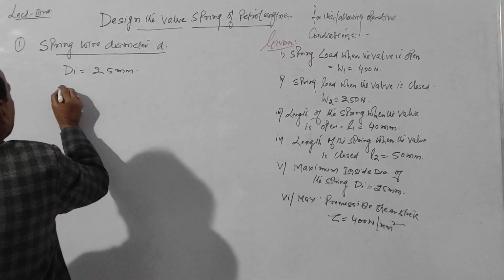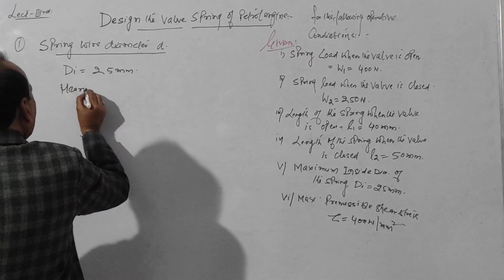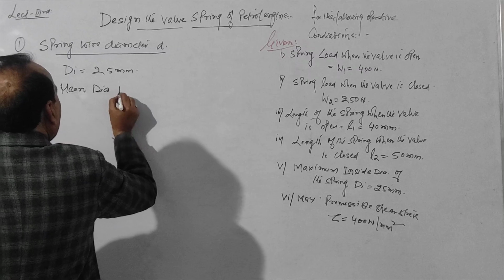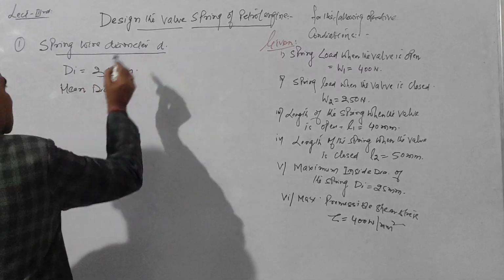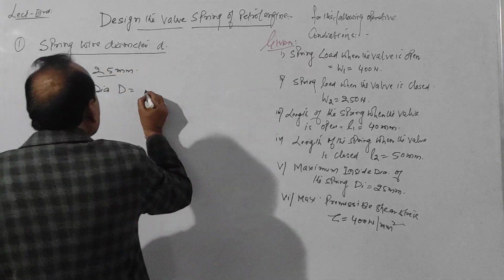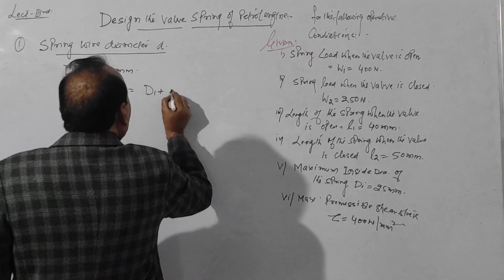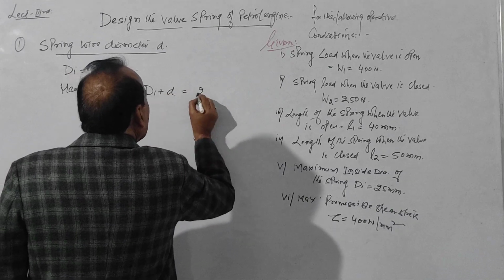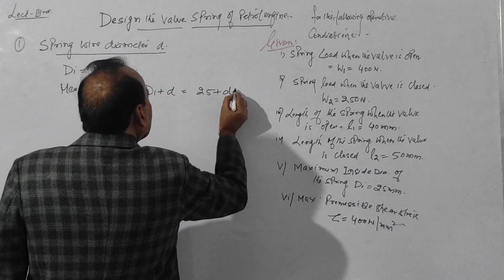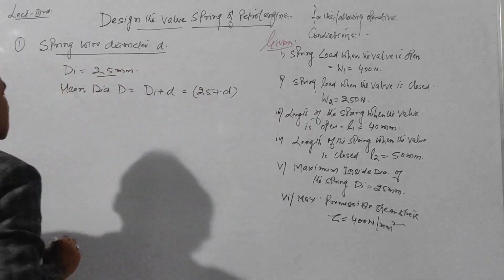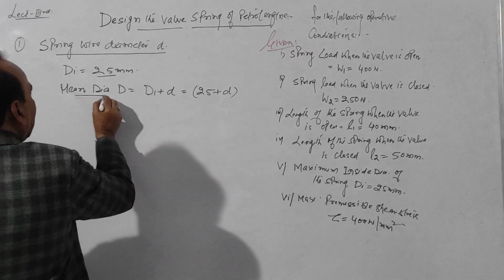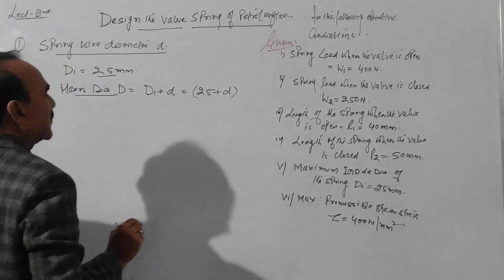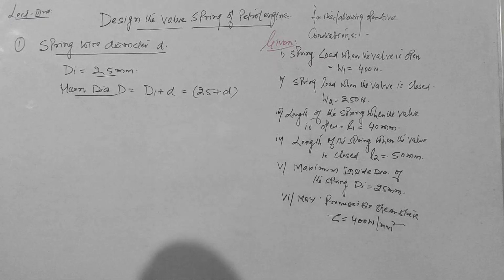So mean diameter kya hoga? Mean diameter D kya hoga? Inside diameter of the spring plus diameter of the spring wire. This is Di plus d, which means 25 plus d, right? Where D is the mean diameter. This is 25 plus d. Now just see the problem very carefully.